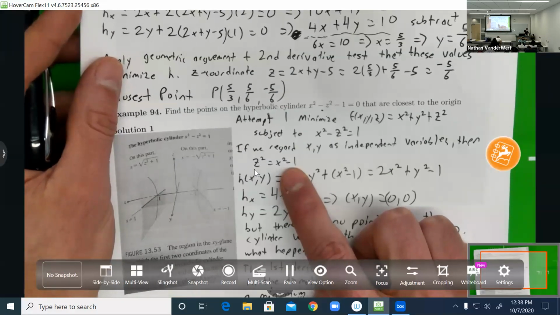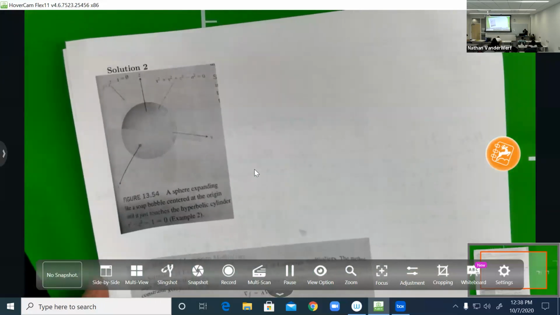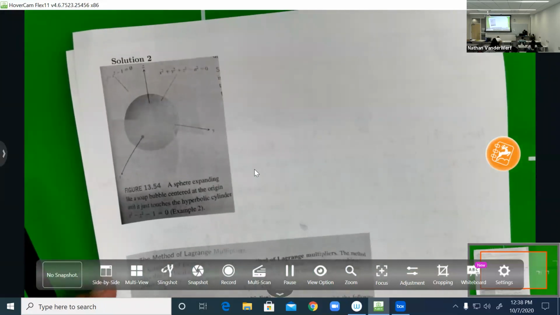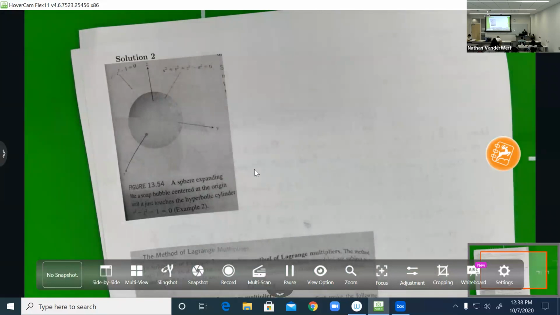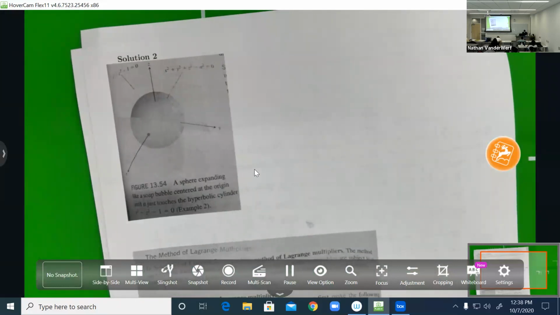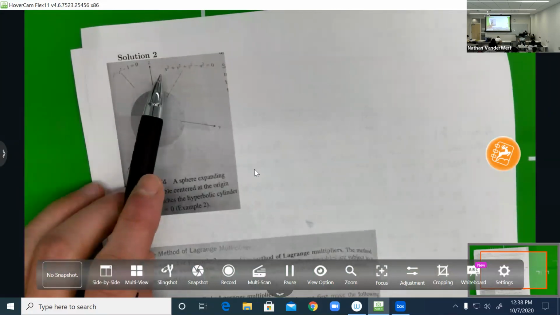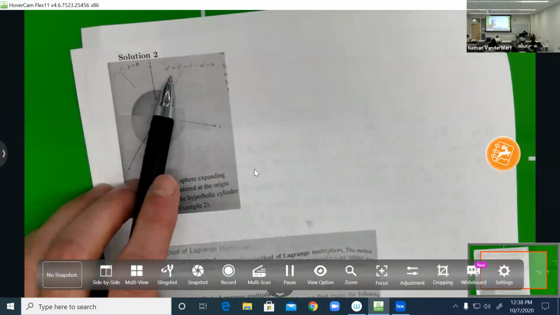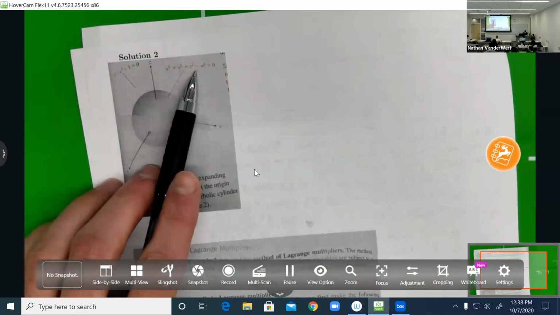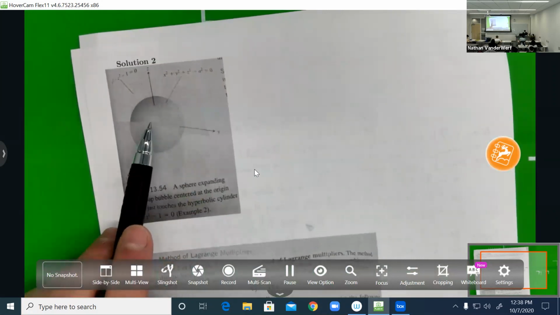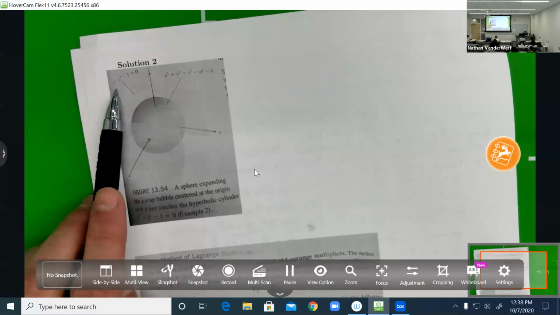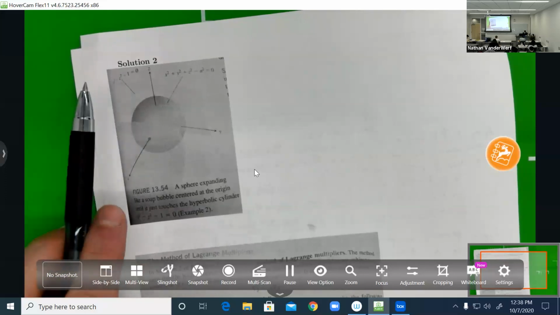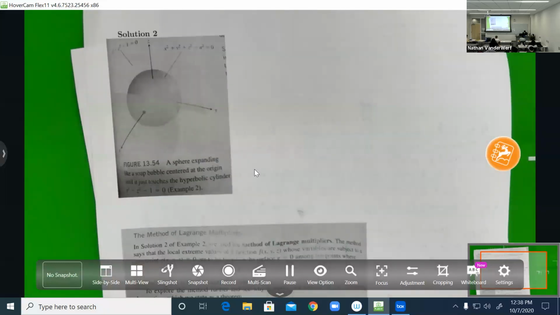Now we're going to go into a second kind of solution. This solution may not make as much sense at first, so it's going to take some discussion to understand what exactly is going on. In this picture, we're now thinking of x squared plus y squared plus z squared minus a squared equal to 0, this sort of sphere. And then we have x squared minus z squared minus 1 equals 0.